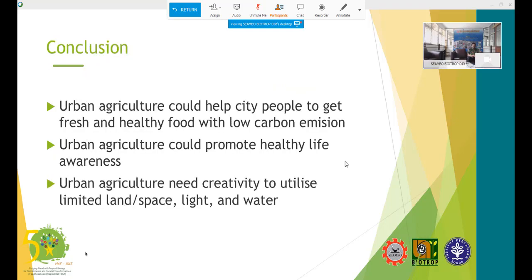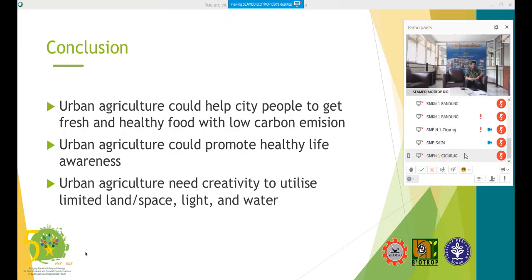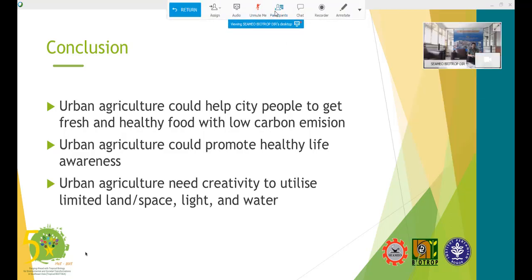As a conclusion, urban agriculture could help city people to get fresh and healthy food with low carbon emission. Urban agriculture could promote healthy life awareness, and urban agriculture needs creativity to utilize limited land or space, light, and water. Thank you very much.